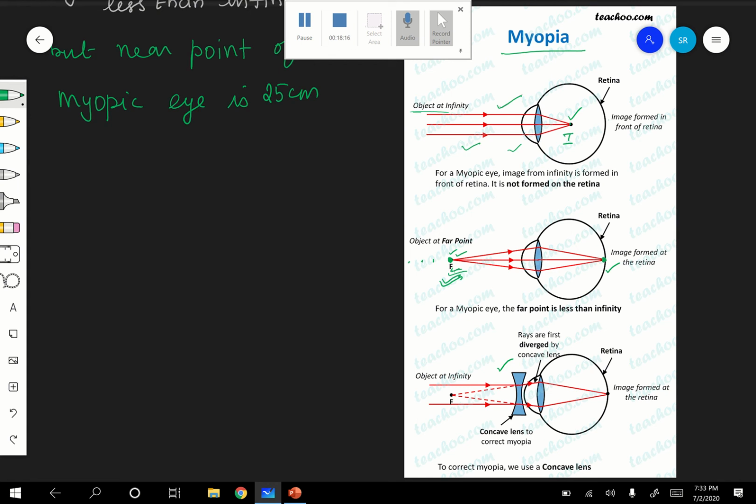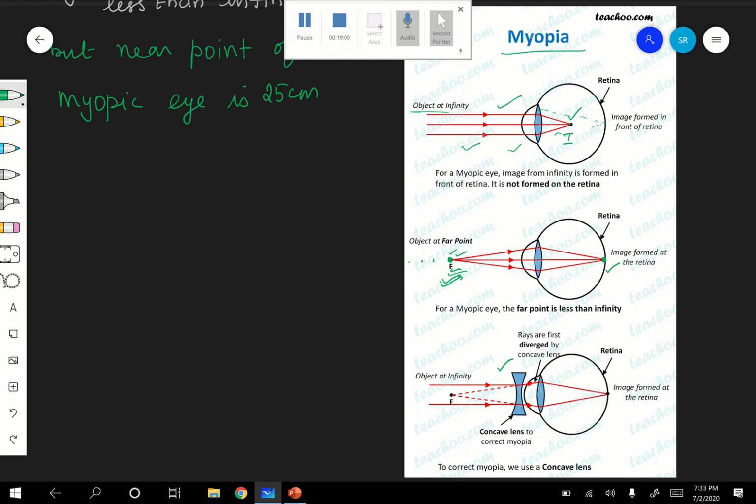So, if the light which is falling on the eye lens is slightly diverged, instead of coming parallel like that, if the rays are slightly diverged, for example, if it falls here somewhere, then it can form the image on the retina. Somehow you have to diverge the light rays falling on the eye lens. Then the eye lens is very happy: now I can form the image on the retina.